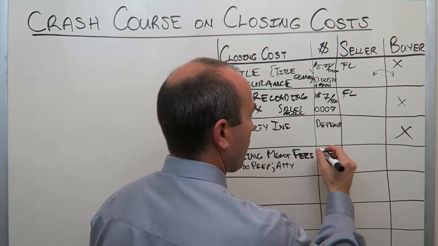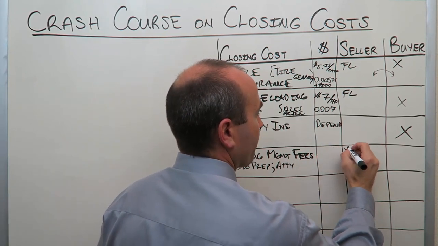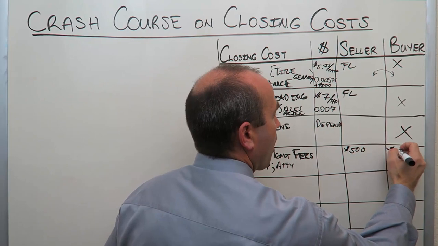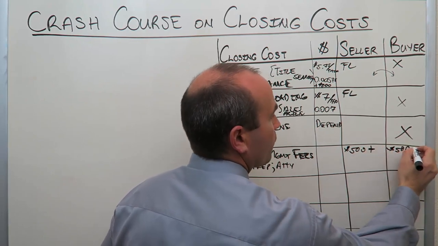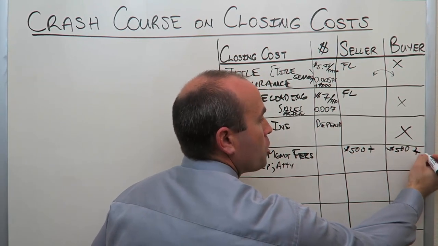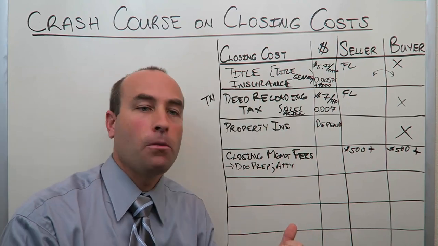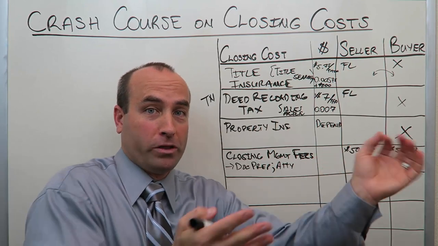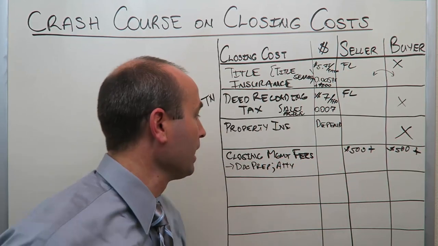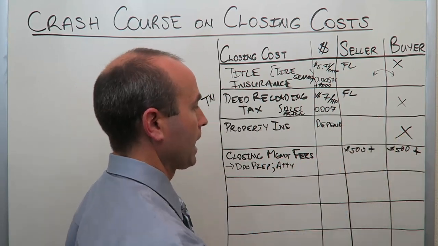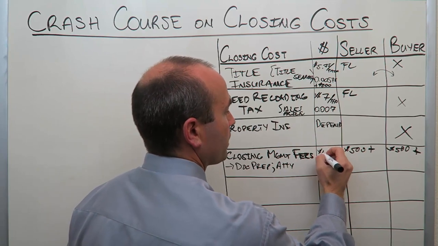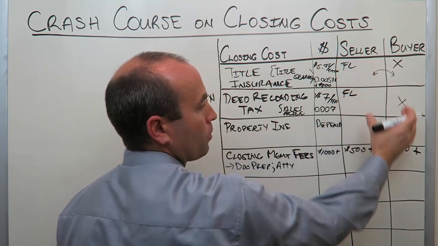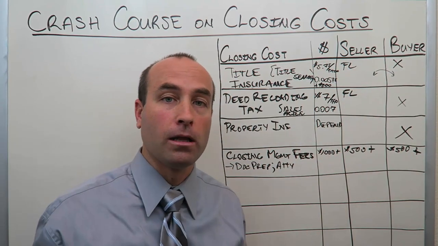That can go anywhere, each side can be like $500 and way up. I mean, if you're in California, you have a closing company, a title company, and an escrow company. Now you've got three people with their hands out asking for your money, right? So it can be a lot more in places like California. But I think in general, it's about $1,000 when you add both sides, and up. And it can be a lot more.